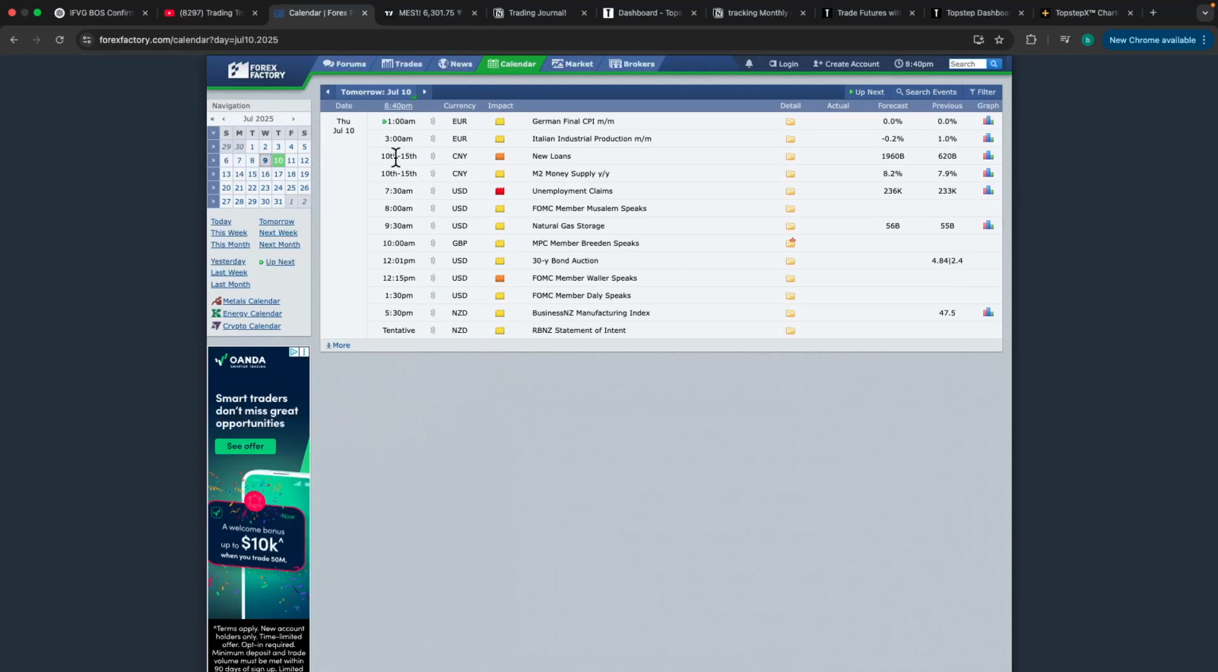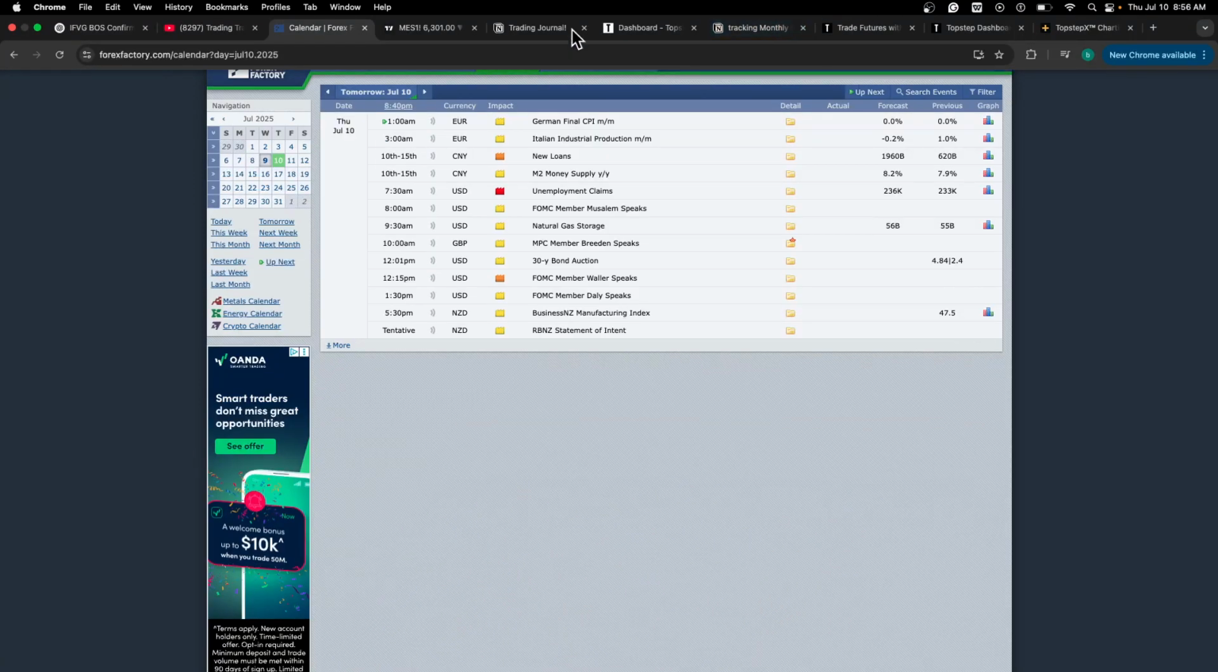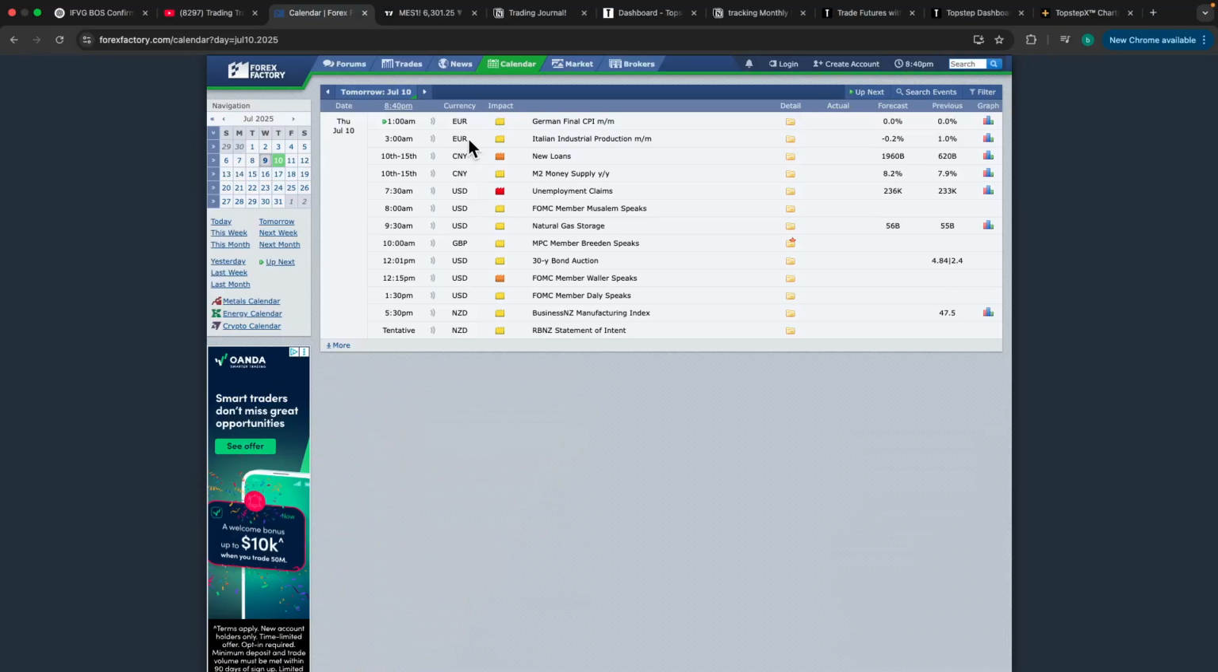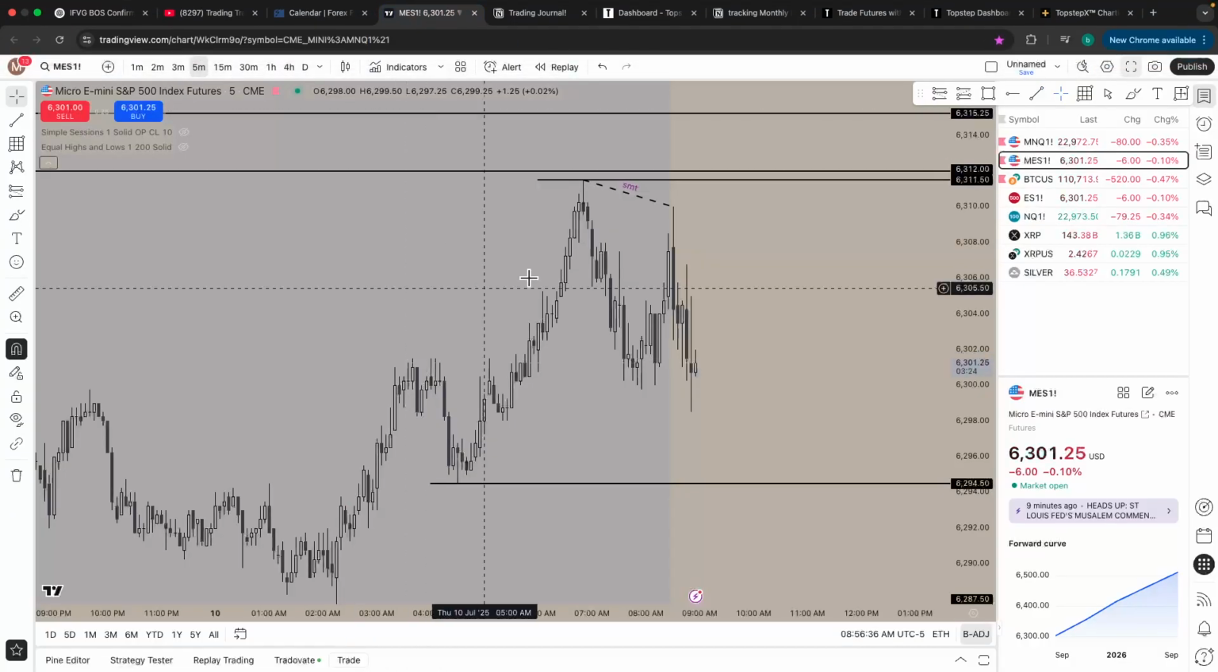10 to 15th, what does that mean? New loans? What does 10 to 15th mean? Oh, that's got to be literally through the 10th today all the way to the 15th. That was stupid of me. I've never seen that, never ever.